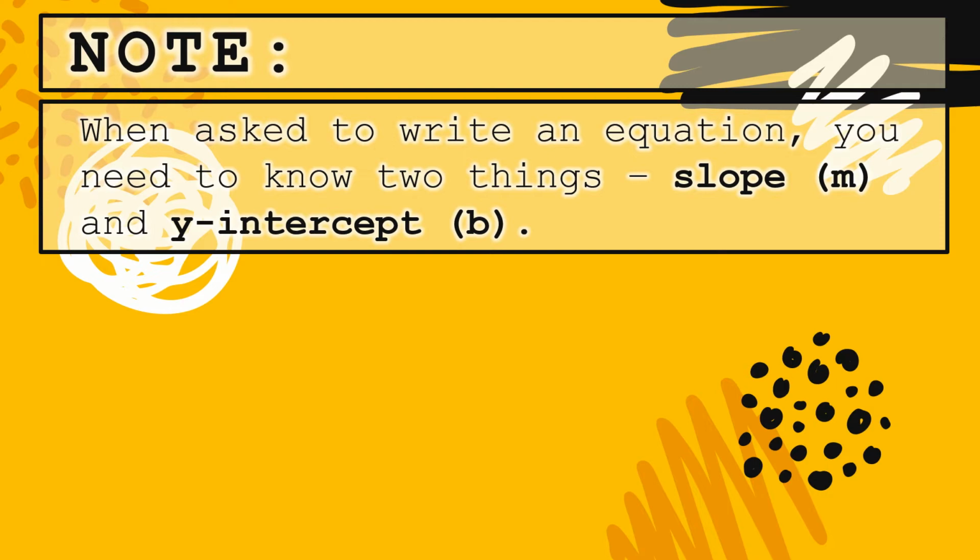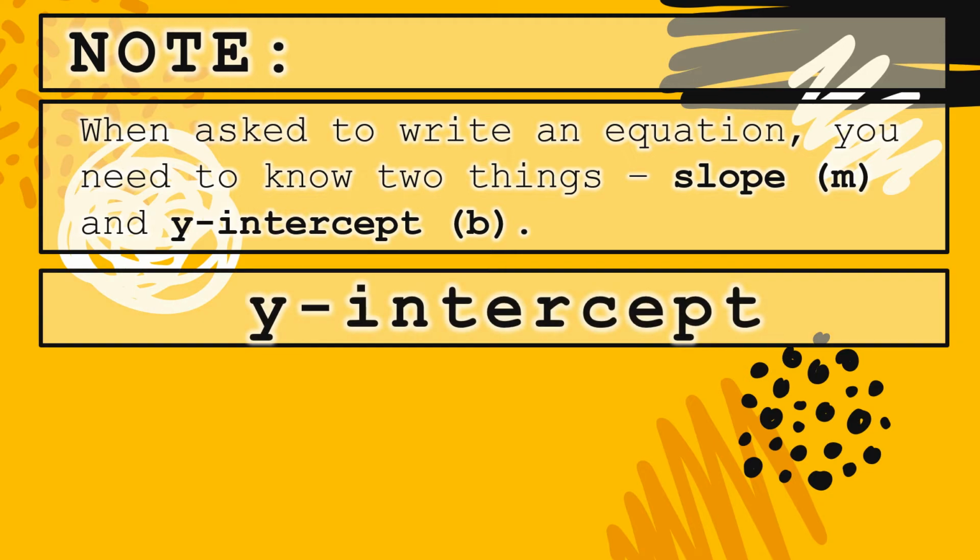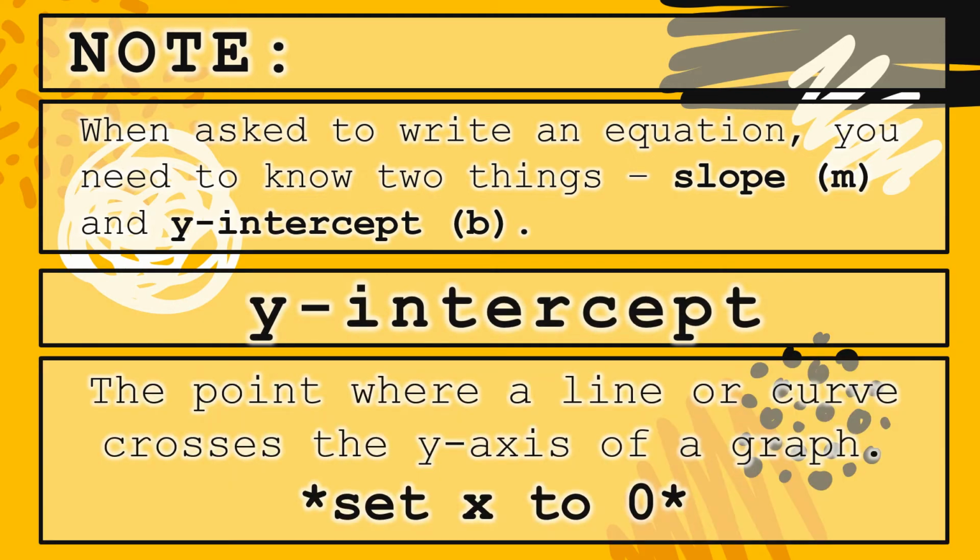But take note of this one. When you are asked to write an equation, you need to know two things: the value of the slope and the value of your y-intercept. So what is a y-intercept? Y-intercept is the point where a line or curve crosses the y-axis of a graph. And take note, if you were asked to write the ordered pairs of a y-intercept, always set x to 0.